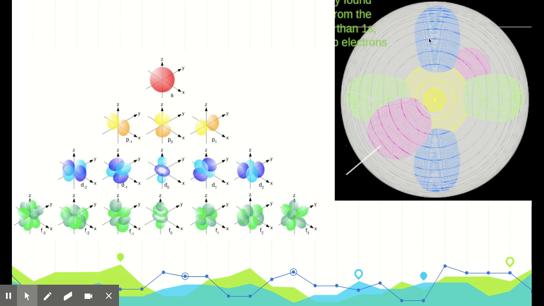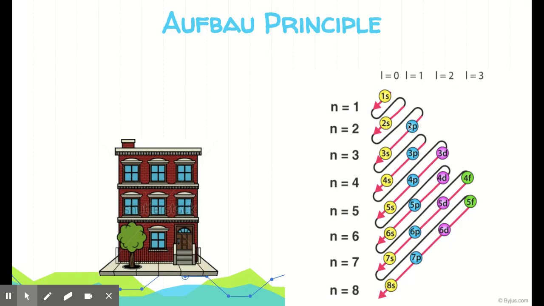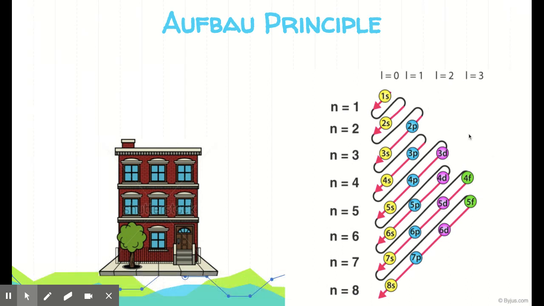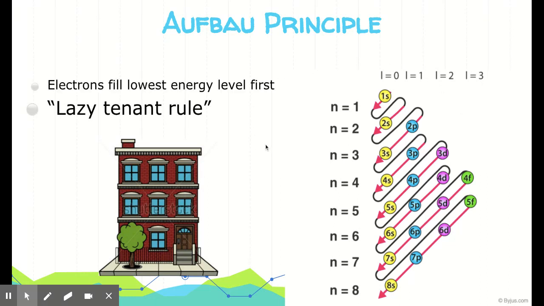So you have different areas of these. Okay, so this would be the first section, only 2 electrons can fit on this. So then you'd have more on this section, only 2 electrons can fit on there. So that's what these S and P and D and F are representing. And this will make more sense once we get talking about sections of the periodic table. So again, with Aufbau's principle, it's a lazy tenant rule.